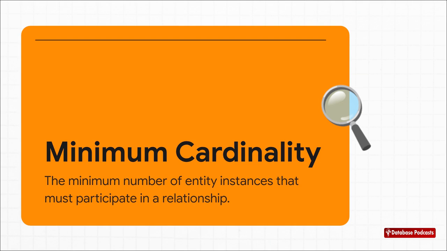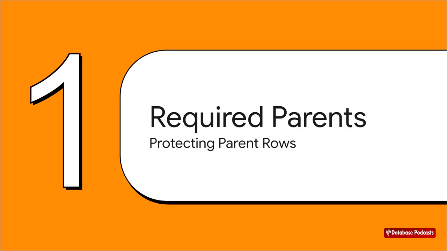So, the key to stopping this mess before it even starts is a concept called minimum cardinality. It sounds fancy, but really it's just the rule that says if a relationship is optional or if it's mandatory. Does a department have to have employees? Does an employee have to belong to a department? Getting this right is like the bedrock of data integrity. Okay, so let's get into it.